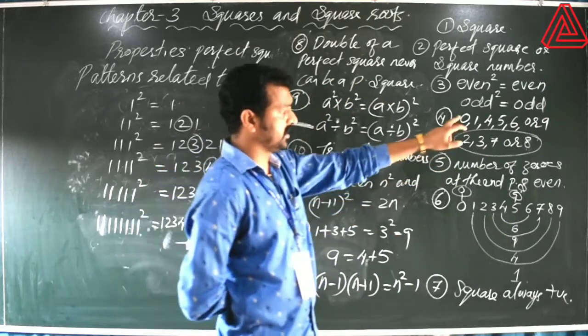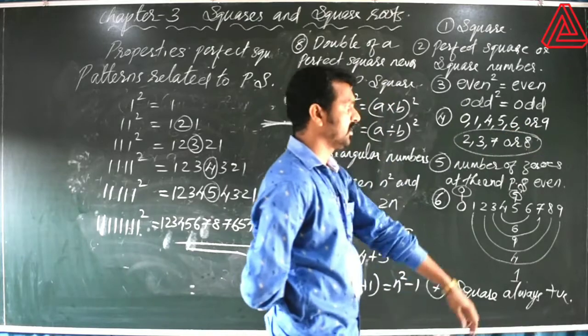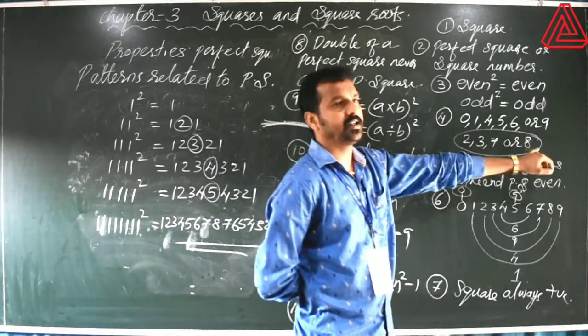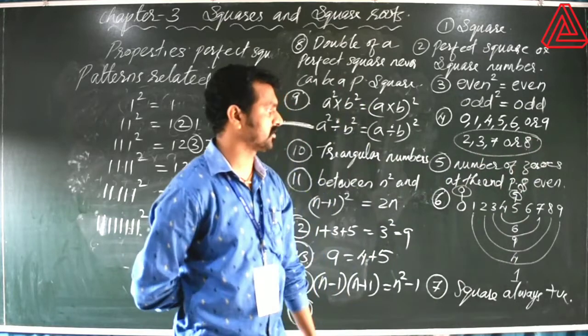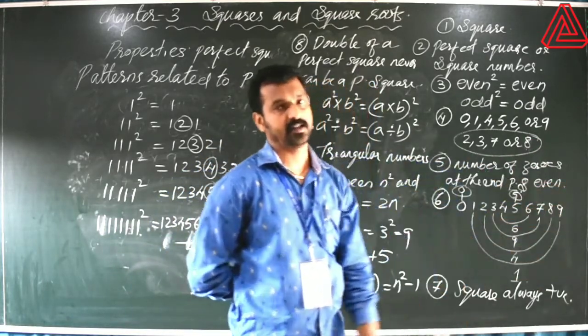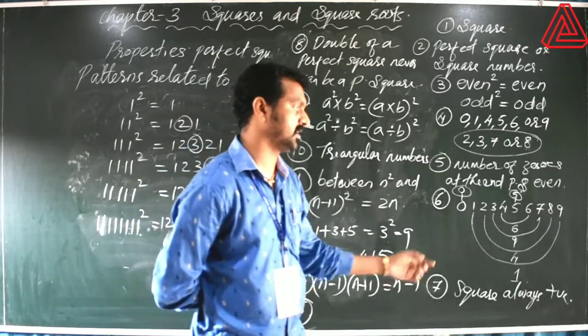All the perfect squares end with the digits 0, 1, 4, 5, 6 or 9. If a number ends with the digits 2, 3, 7 or 8, it is never a perfect square. Number of zeros at the end of a perfect square is always even.